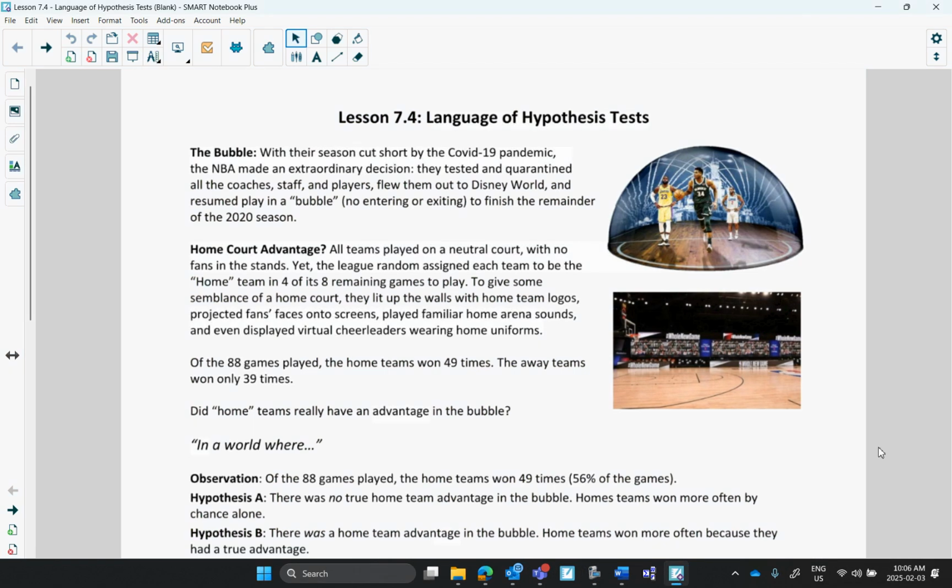That's the first thing I'm going to say: when you see hypothesis test and significance test, they mean the same thing.